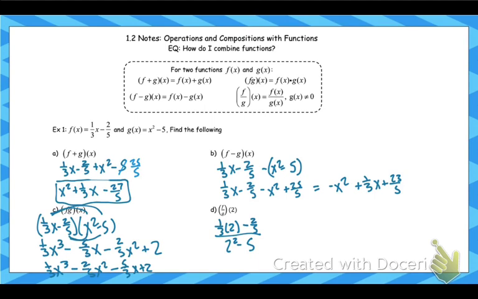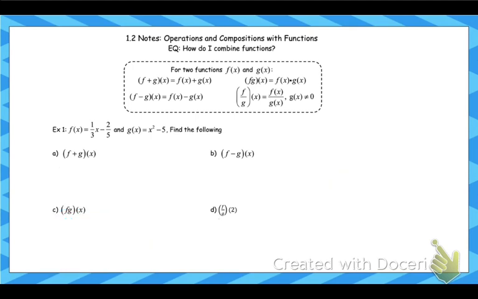So 1/3 times 2 is 2/3. So that's 2/3 minus 2/5. I'm going to get a common denominator. That common denominator is going to be 15. So the left fraction is going to get multiplied by 5. So that's going to become 10 over 15. Right fraction gets multiplied by 3. Then I've got 2 squared minus 5, which is going to be -1. Go ahead and subtract those tops. That's going to give me 4 over 15 divided by -1, which is going to be a -4 over 15.